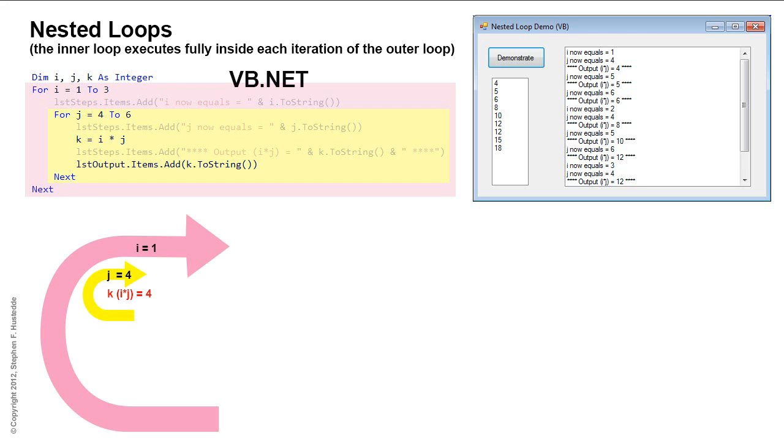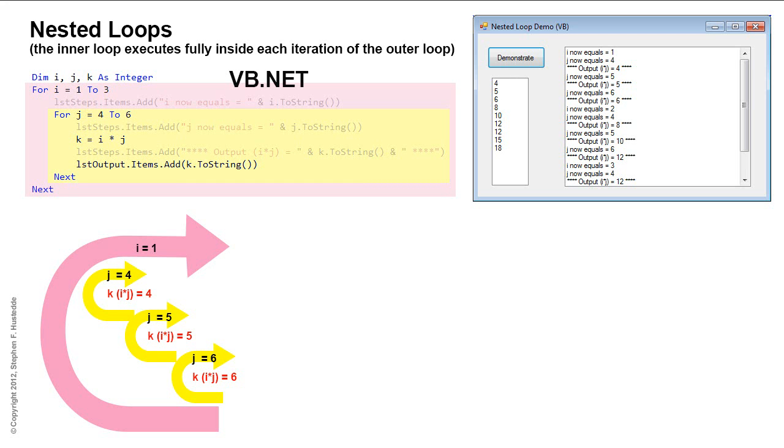J is going to start out equaling 4. And our output, which is k, is I times j, so 1 times 4 is 4. In the next iteration of our j loop, j will be 5, and our output will be 1 times 5, or 5. And then it's going to do a third iteration in which j is 6, and 1 times 6 is 6. That's our output. So you'll see that the first 3 values in our list box are 4, 5, 6.